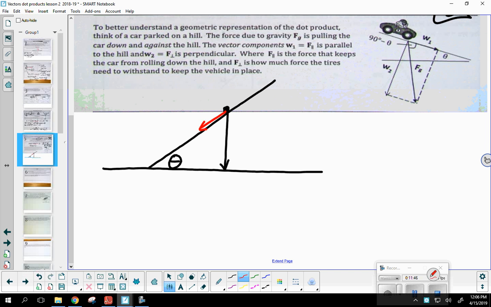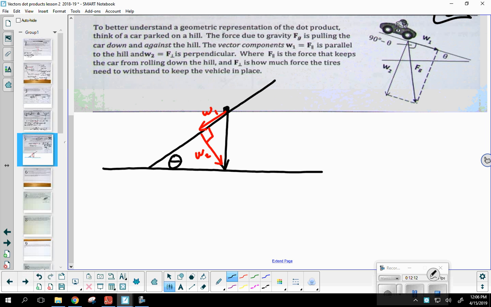But there's also a vector that's perpendicular to the hill itself. Now, I'm kind of foreshadowing what we're going to do, but this vector that goes down the hill, we call that W1. The perpendicular vector, we call that W2. Okay. Well, the reason I'm drawing the diagram in this way, and you'll notice I'm trying to make it much easier than the diagram they have there in your notes.